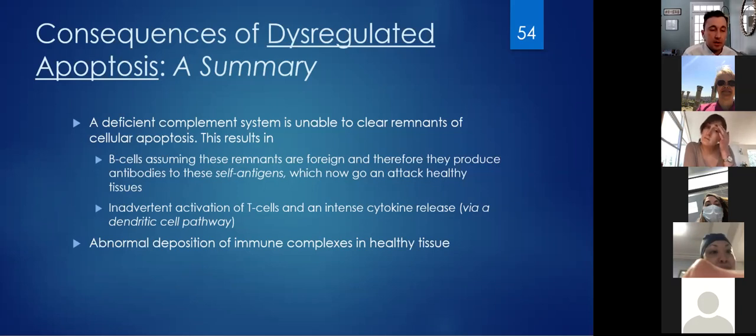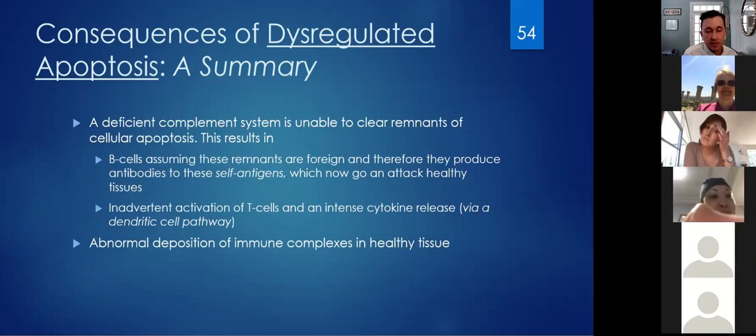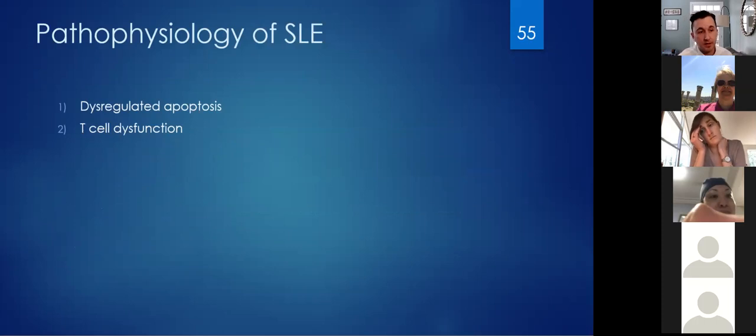This also, defective complement pathway ends up activating more T cells. And so they're releasing a whole bunch of pro-inflammatory cytokines. That happens in a different pathway that I'm not going to get into, but it's directly related here. And not only are we making antibodies and activating our T cells, you're having this abnormal deposition of immune complexes in healthy tissues, okay? So just having defective apoptosis leads to a lot of these pathways, which ultimately result in the immune system attacking healthy, normal tissue, okay? So that's really only one big pathway, dysregulated apoptosis.